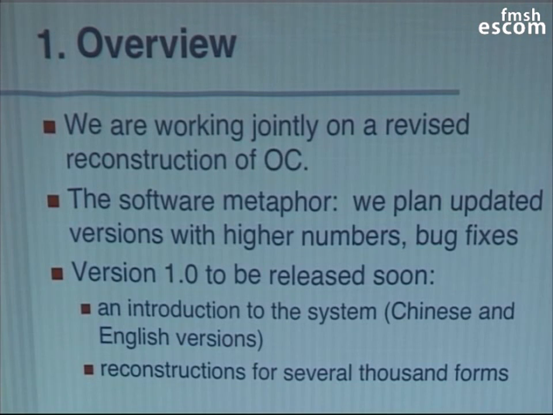The business about the software metaphor is that rather than wait until we're finished, which would probably be after we're dead, we decided that it would be most useful if we released versions as we find and come across a stable version of the system, so that people can at least use what we think we know so far. And so the upcoming versions will have higher numbers and will incorporate bug fixes, hopefully solving problems in the system as we have so far.